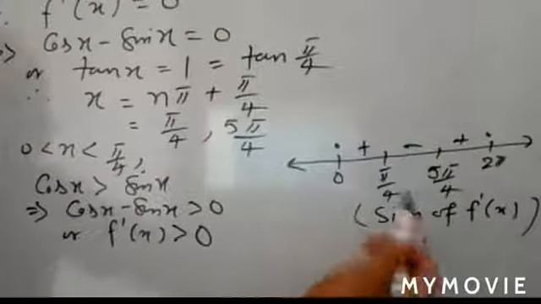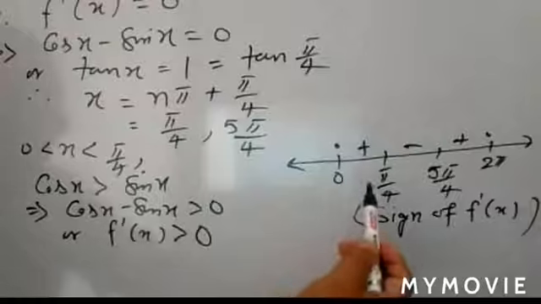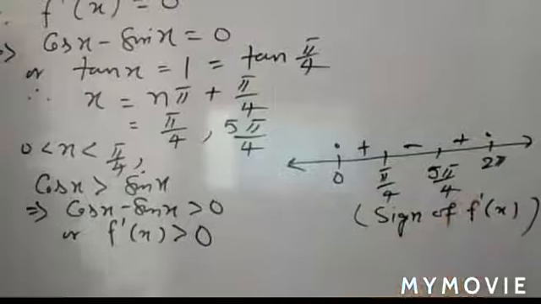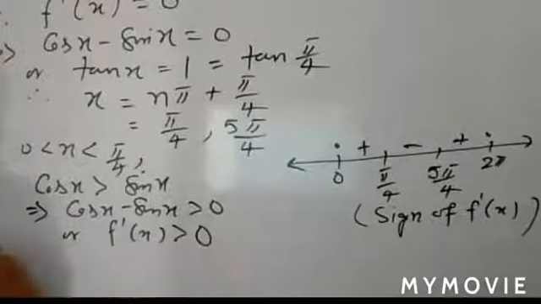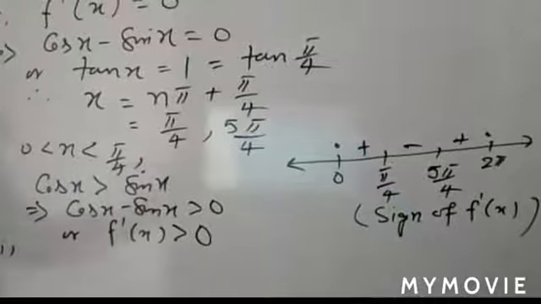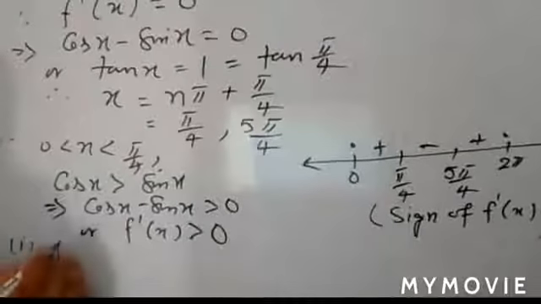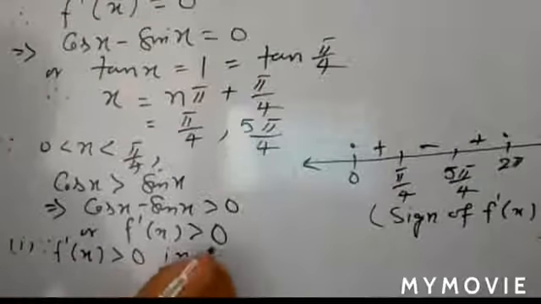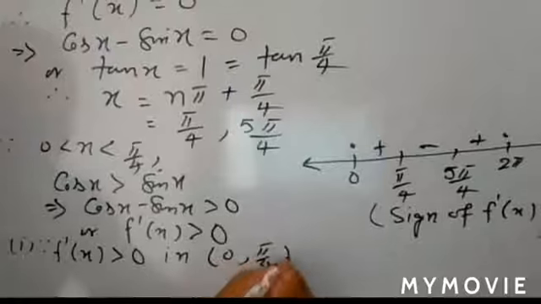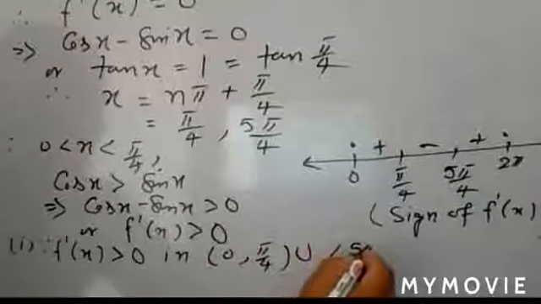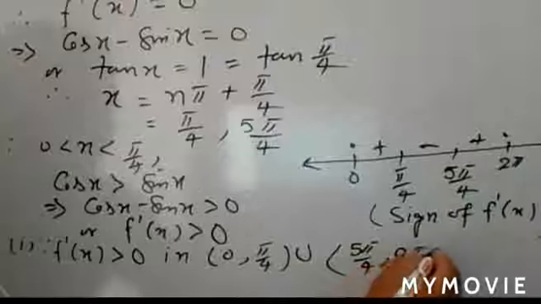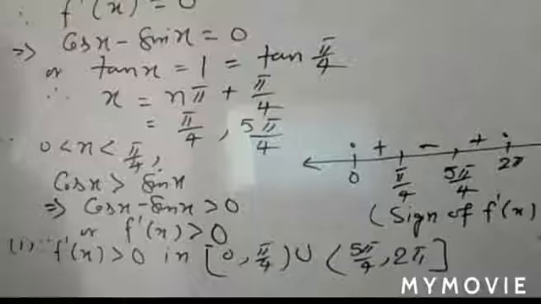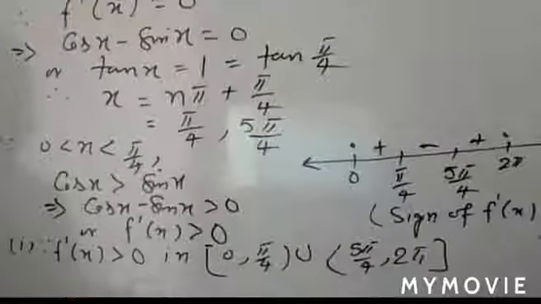So this number line shows that the value of f dash x is greater than 0 in 0 to pi by 4 union 5 pi by 4 to 2 pi. Okay, so you write in the first point: f dash x is greater than 0 in 0 to pi by 4 union 5 pi by 4 to 2 pi. At 0, here you write a closed interval. So in this interval, f dash x is 0.